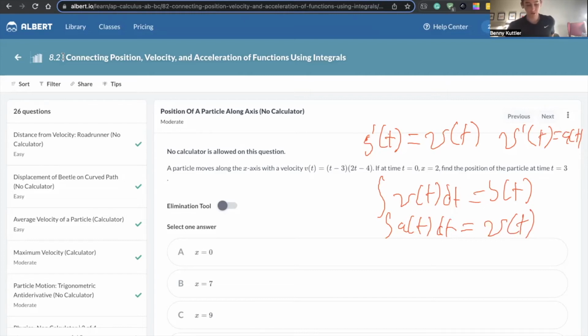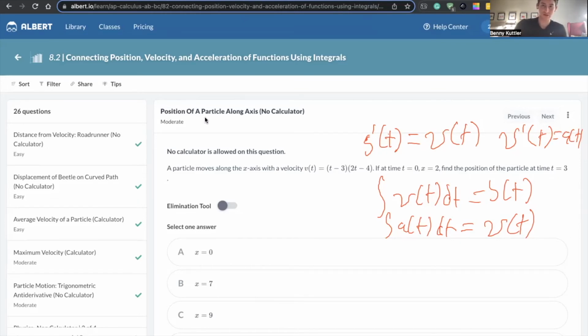So a particle moves with the velocity according to this function. If at time t equals 0, x equals 2. That's what we call an initial condition, which we'll go into more in differential equations. It just means that we know the position at time equals 0 is 2. So that's our c. Because if we had an indefinite integral, we'd still be left with a constant that can vary, or that can be different. So if we know the initial position, we plug that in for the c. In this case, it's 2.